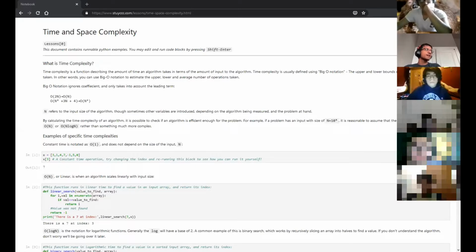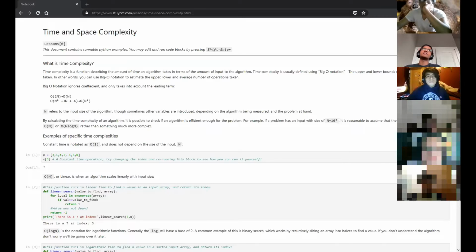And then time complexity is defined using big O notation, which is literally a big O, just like a function, just like f of x, except it's O of n. So what you may be asking, what actually does this mean? What is the O of n? What is O of n squared? So O of n squared, or O of n, is generally referring to the upper and lower bounds of the number of operations that are taken by an algorithm.